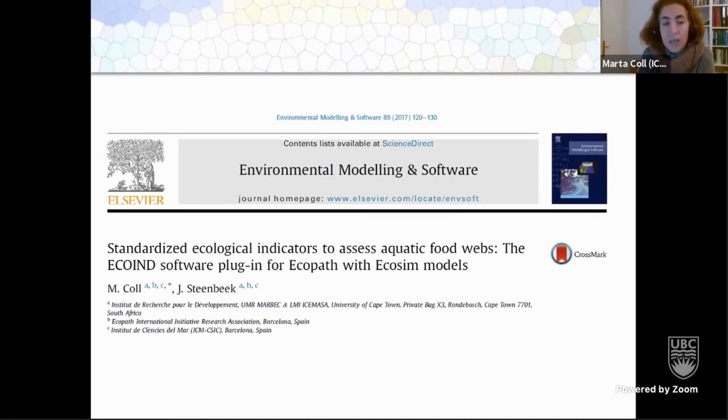So this work that I'm showing you here was motivated by the first word here, standardized. So it was a way to provide a plugin to standardize calculation of the most simple indicators that you can calculate from Ecopath, Ecosim, and Ecospace. And the good thing is that you can add many more to this plugin. So this plugin can be opened up and you can program new ones. This paper is in your additional readings if you want to go into the paper.